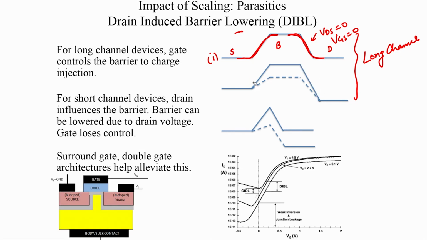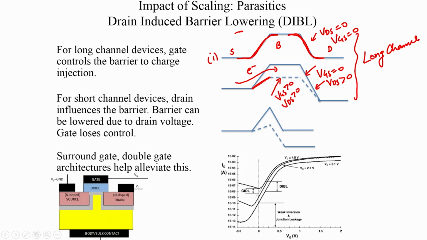And when we apply a gate voltage, so this is the case when VGS is still 0, but when VDS is greater than 0. And now when we bring in the gate voltage, when we make VGS greater than 0 and VDS greater than 0, the gate voltage helps to lower this barrier and therefore encourages electrons to come in from the source. So that is the normal operation of a MOSFET.